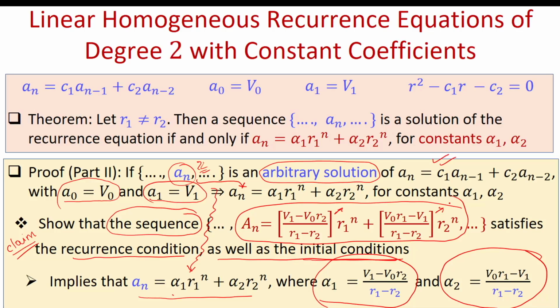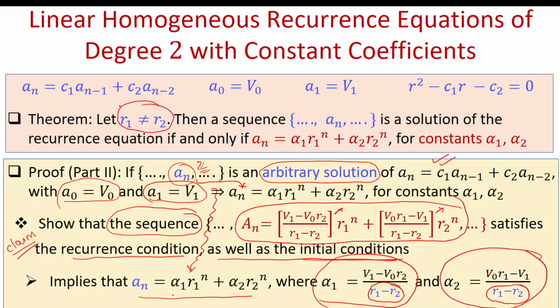So this is my constant and this is my second constant, and that satisfies the recurrence condition as well as the initial condition. By the way, the reason I am highlighting this r1 minus r2 in the denominator is that these constants alpha 1 and alpha 2 are well defined. Even though in the denominator I have r1 minus r2, this is because I am considering the case where r1 and r2 are distinct. And if r1 and r2 are distinct, their difference will not be zero. That's why the constants alpha 1 and alpha 2 that we are considering in this proof are well defined, right?